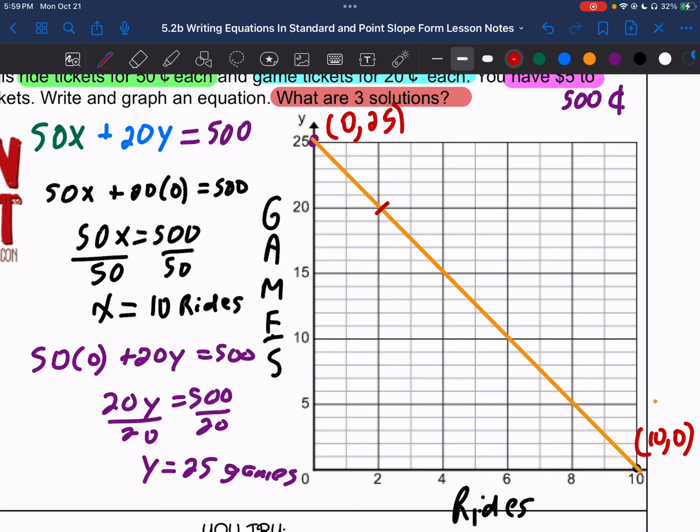So for example, I have a point right there, and that would be 2 rides and 20 games. We have a point of 4 rides and 15 games. We have a point of 6 rides and 10 games. We have a point of 8 rides and 5 games. So any of those are possible solutions for this. All right.